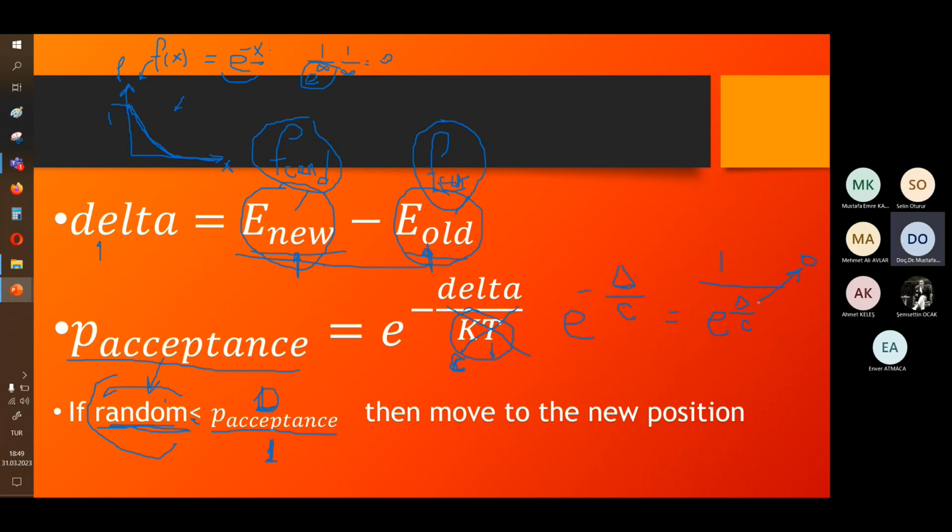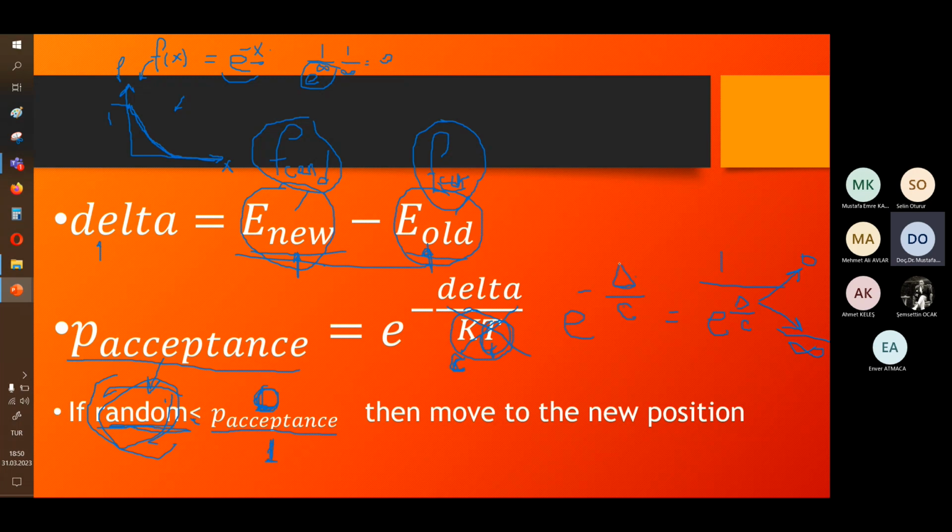Also, if the delta is very high, let's say the difference between the current solution and the new solution is infinite, in this case e power infinite will be infinite. 1 divided by infinite will be 0. So the acceptance threshold will be 0. So even though at the beginning the temperature is quite high, we will not be accepting the solution if it is quite bad. Okay, we want to accept bad solutions, but we don't want to accept very bad solutions.